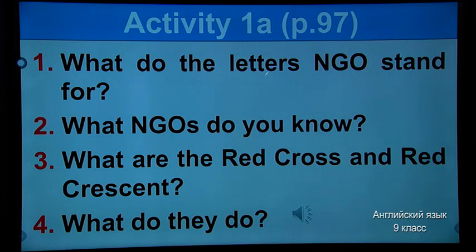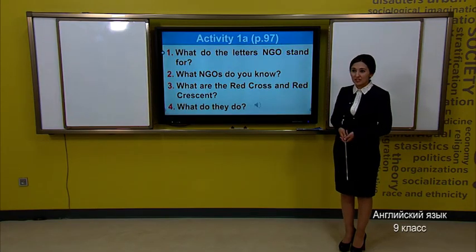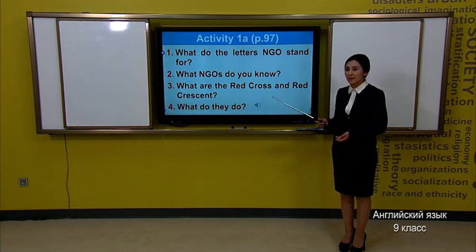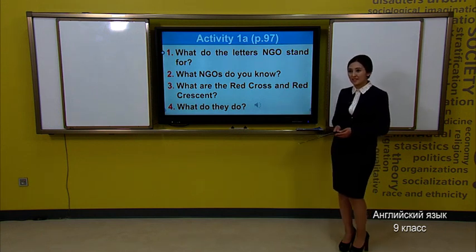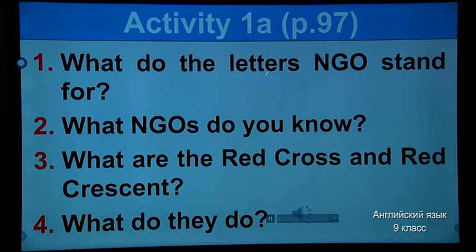Now I have an interesting listening task about NGOs. In this listening task, you can check your answers. By the way, you can improve your knowledge about NGOs. Let's listen together. Lesson 3, Activity 1C.